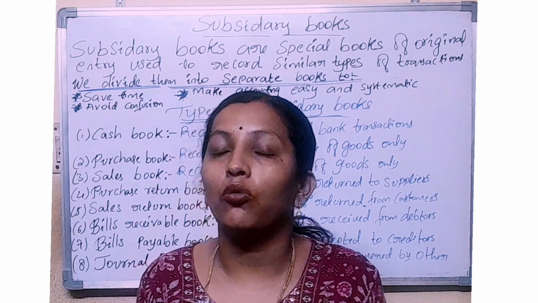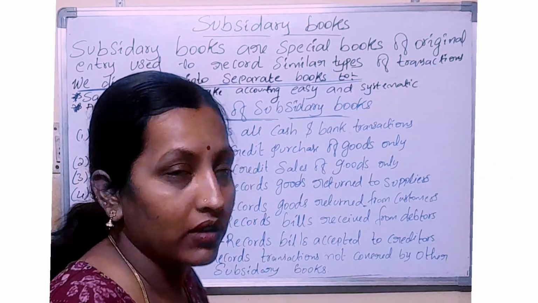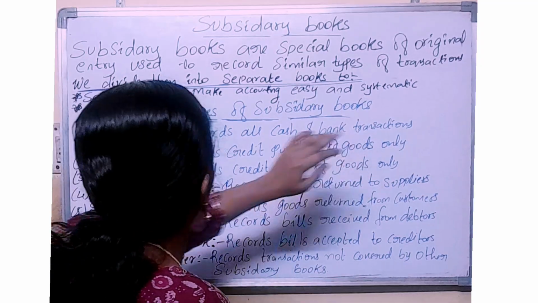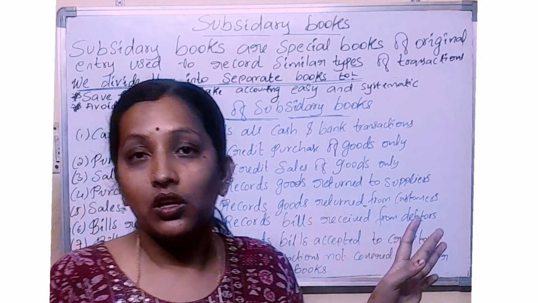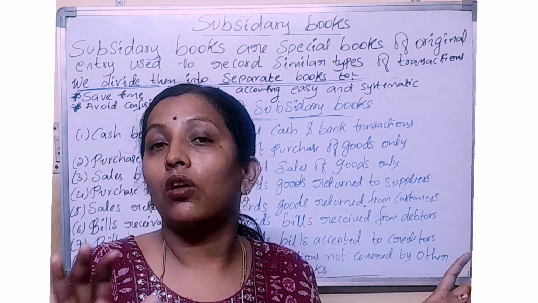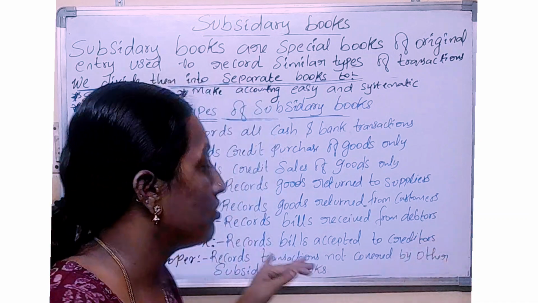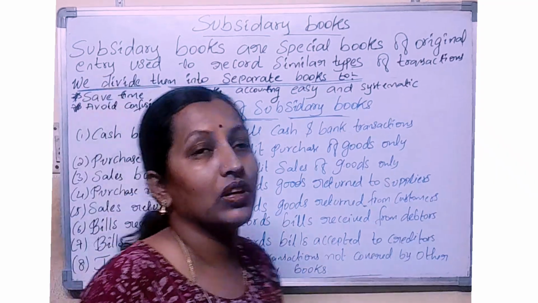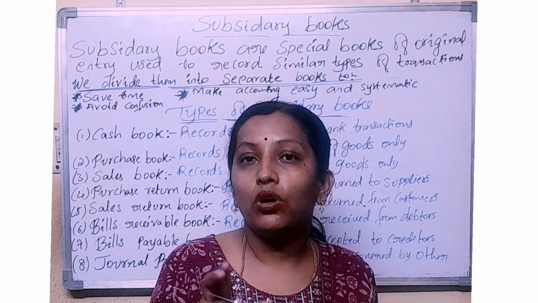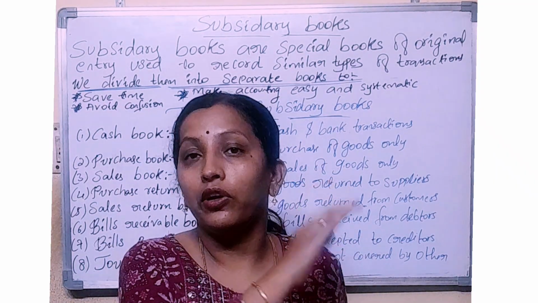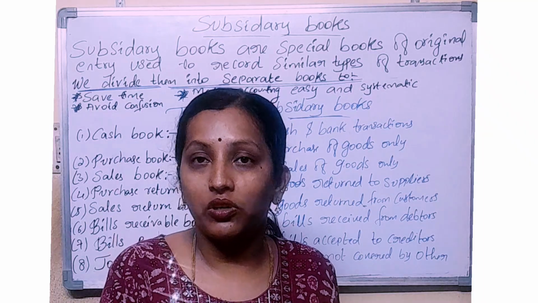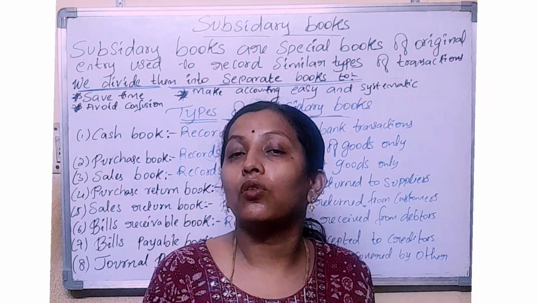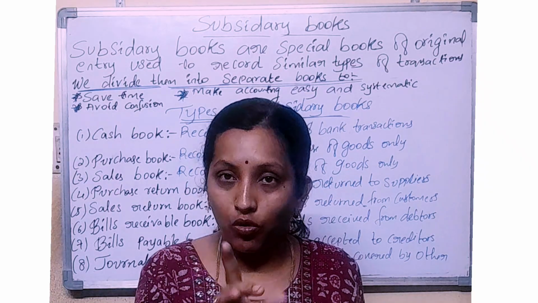So if you ask me how many types of books there are, once again let's revise. Cash book records all cash and bank transactions. Just now I said that it records all cash and bank transactions. Purchase book records credit purchase of goods only. Why purchase book? If you purchase anything with cash, that is entered in the cash book. If you have not purchased with cash, if you have purchased on credit basis, that is entered in the purchase book. I hope you understood.